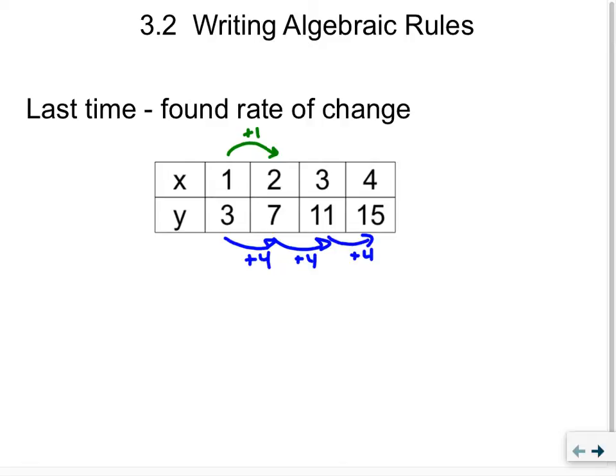And as I can see in my x's, each time my x increases, it goes up by 1 as well. So now looking at this, I know that my rate of change is going to be that the y values change by 4 as the x values change by 1. So the change in y over change in x, remember we call that the slope. Our rate of change is 4. So that's what we did last time. So how are we going to extend it this time?